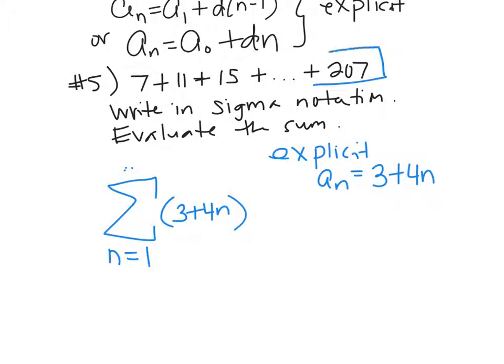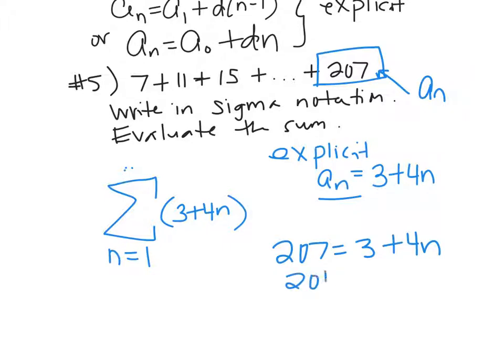Here's the last term. We want to find out what number term that is, and so we're going to solve for n. You did that in homework last night. This right here is the nth term. It's the last term. So we're going to plug that in for a sub n and find out what number it is. So subtract 3. Divide by 4. What do you get? 51. So n equals 51.